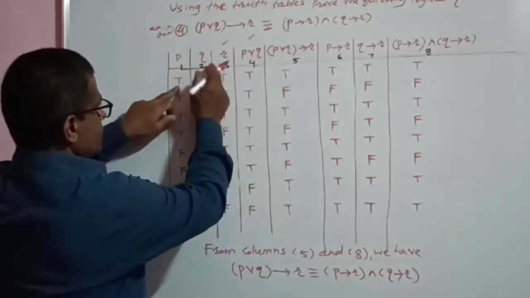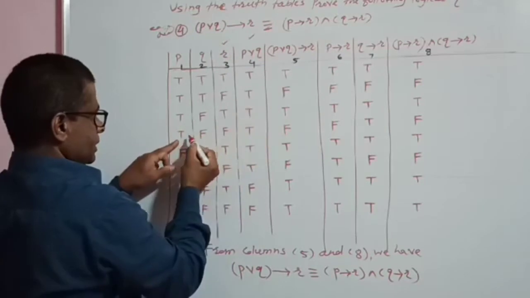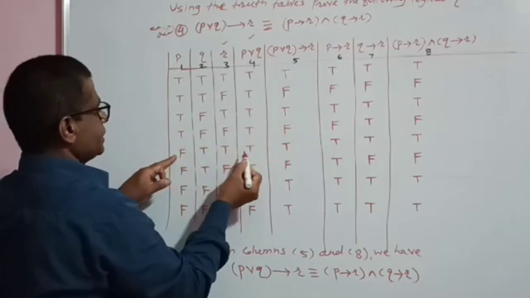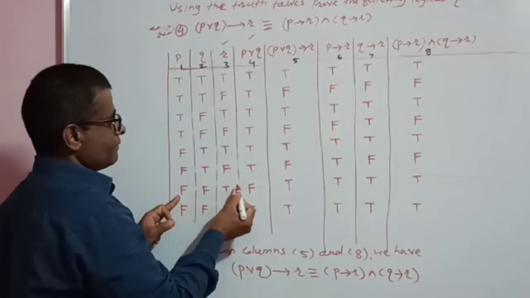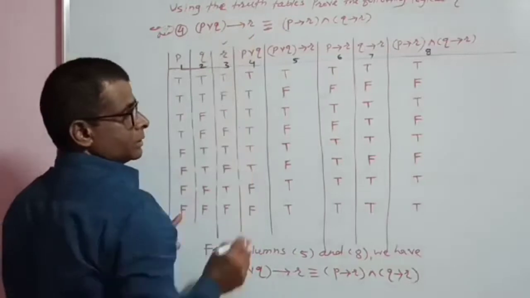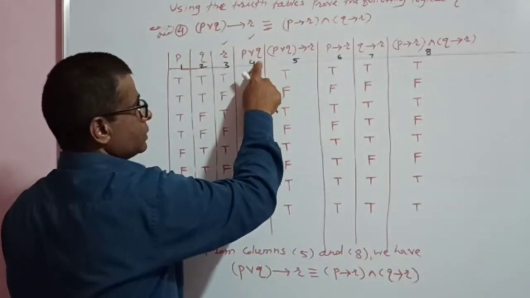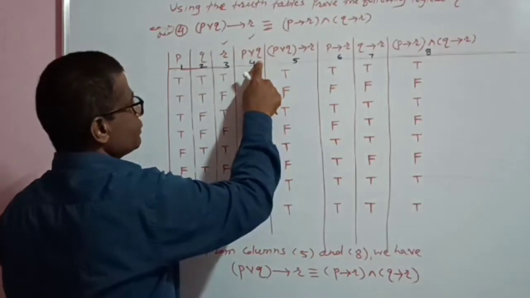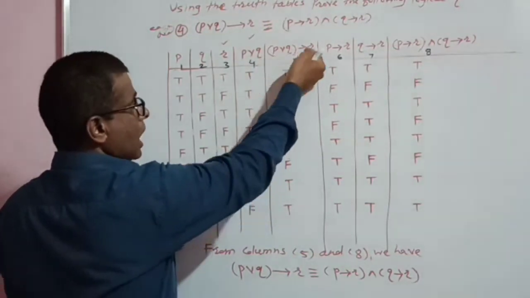So the disjunction between P and Q is T, T, T, T, T, T, F, F. So this is the disjunction between P and Q. Then with this, you have to take the implication with the R. Now (P disjunction Q) to R.